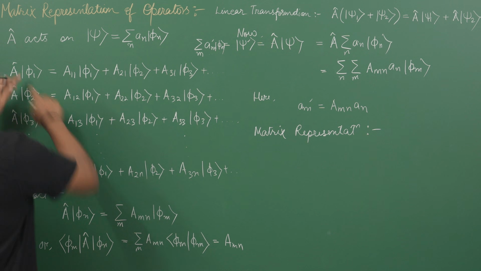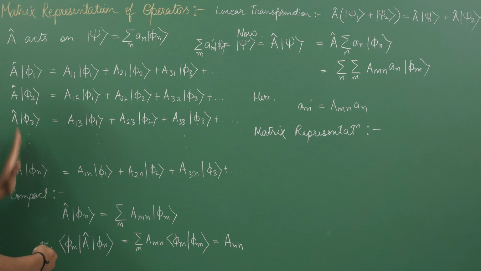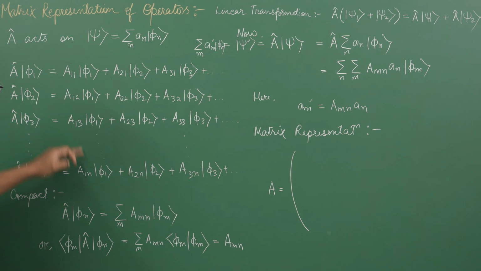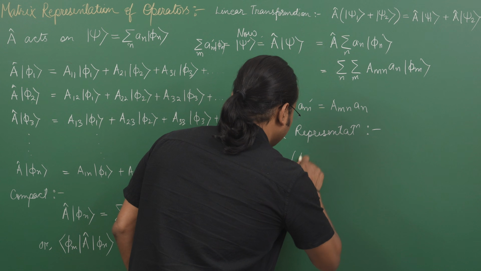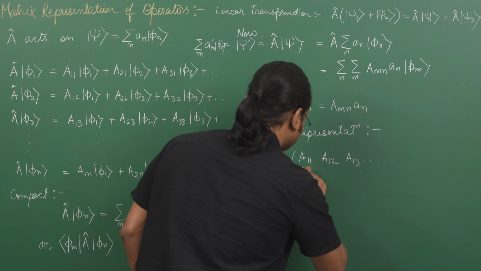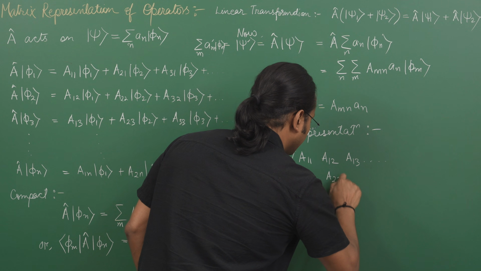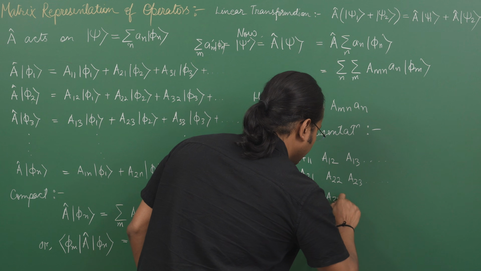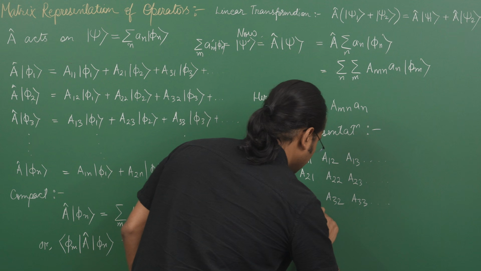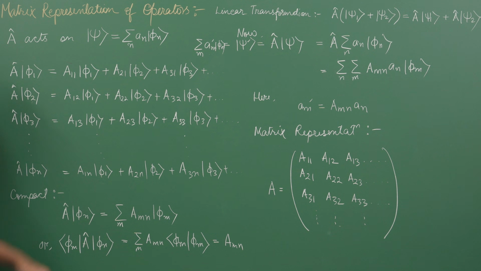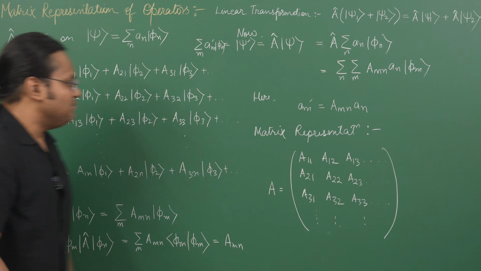So if this is the way that the operator transforms the basis vectors, then I can represent the matrix A as a square matrix containing all these components. So you have a11, a12, a13, a21, a22, a23, a31, a32, a33, and on and on. This is the square matrix representation of an operator in a given quantum mechanical system.